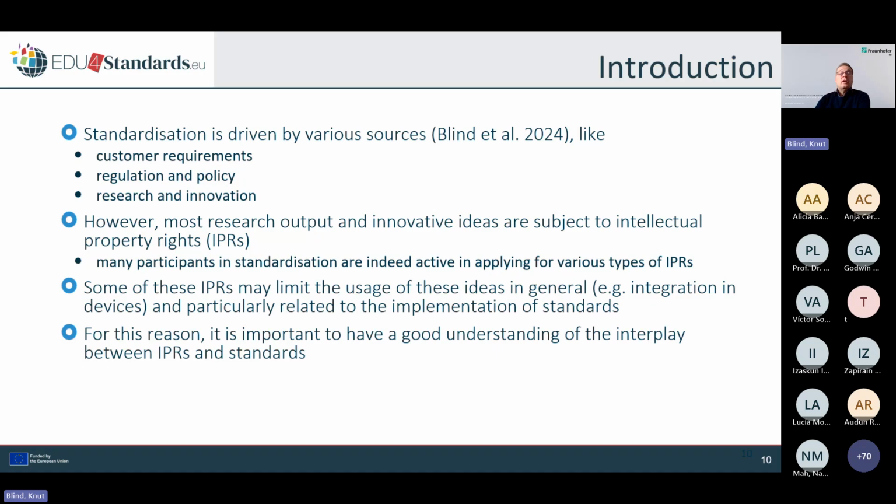Standardization is driven by different sources. We already discussed it last week. Traditionally, companies standardize because there are requirements from the customer perspective. Cost issues, quality issues, compatibility issues might play a role here, which we also addressed in previous webinars. But the regulatory impact is also important, because standards complement regulatory initiatives, EU regulation, maybe also national ones. And finally, the input from research and innovation is very important, maybe at the same level, as we have seen in the first edition of the European Standardization panel.